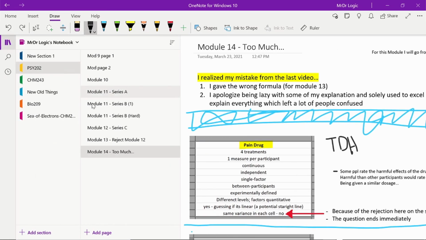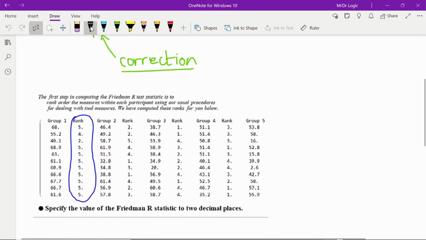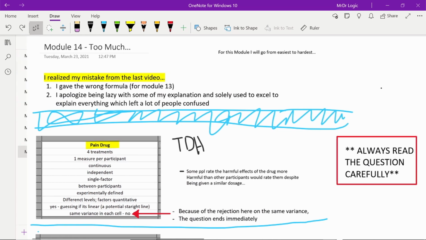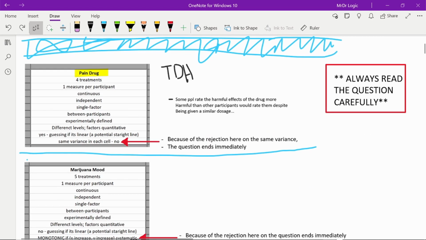And we can see this sort of bias here in the beer group from Module 13, where it's all 5s and just one 4 and one 2. You can see a major bias in group 1. You can see exactly what happened. And so that's why it's getting rejected for same variance here.